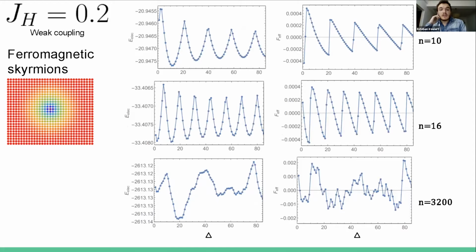With increasing filling, we see this oscillatory behavior with the distance for the energy. But if you go to higher fillings, we see that the oscillatory behavior is lost, and there is a different pattern here.